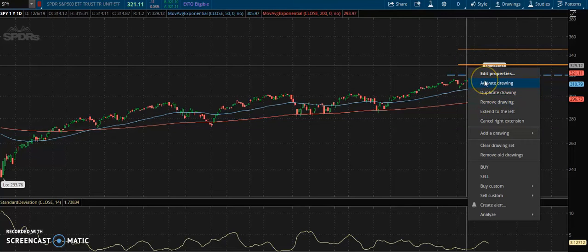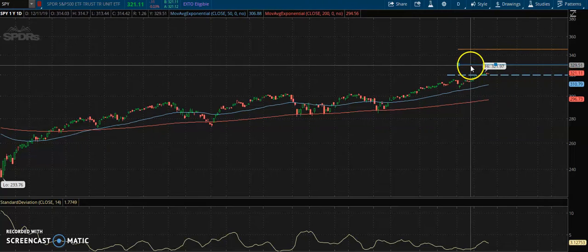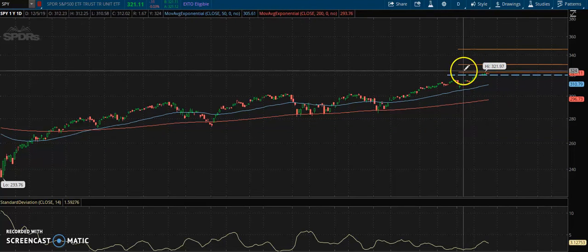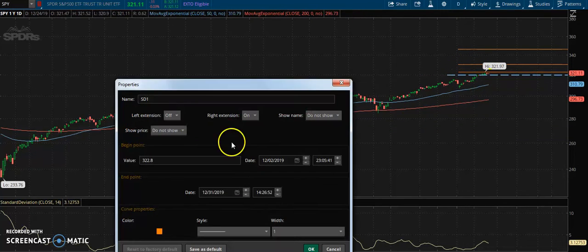And we're going to keep doing this for negative SD1 and negative SD2 as well. So we're going to duplicate the drawing again, go in and edit it. This time we're going to put negative SD1. That level was 298.32.